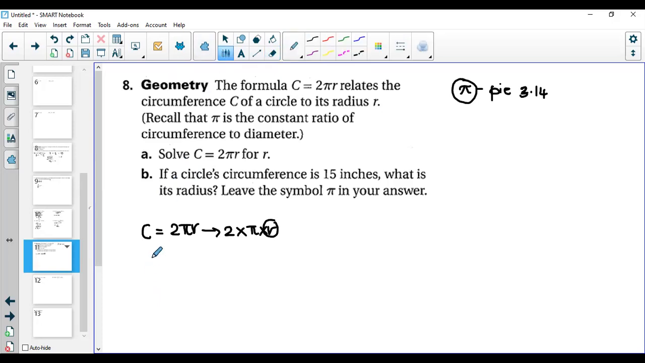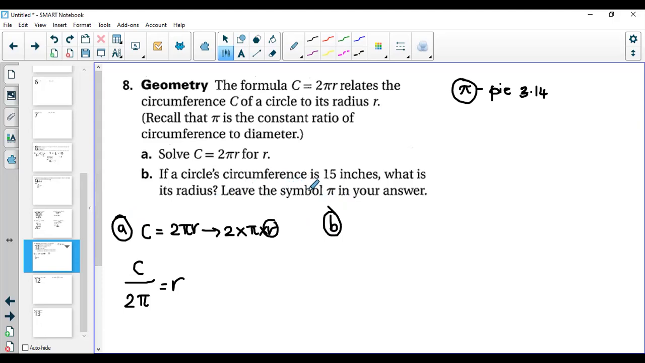Okay, so it's going to be c over, now these are multiplied, so when it moves to the other side of the equation, that means it will become divide. So 2 pi equals r. Okay, this is how you solve for r. Now let's go to part b. This was part a and this is going to be part b.